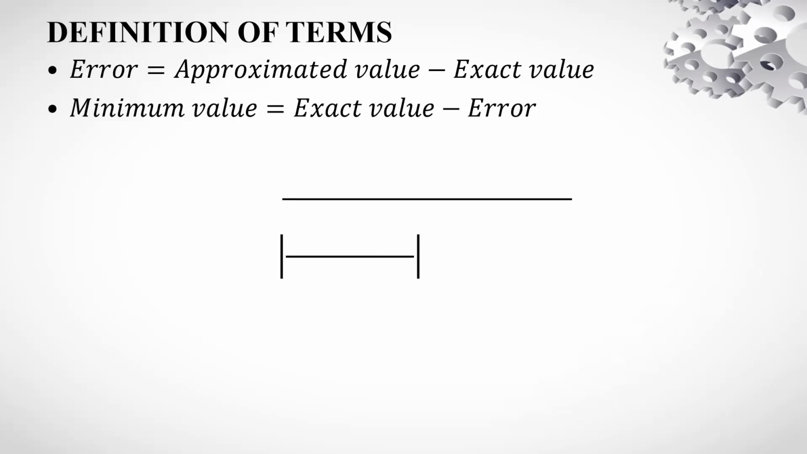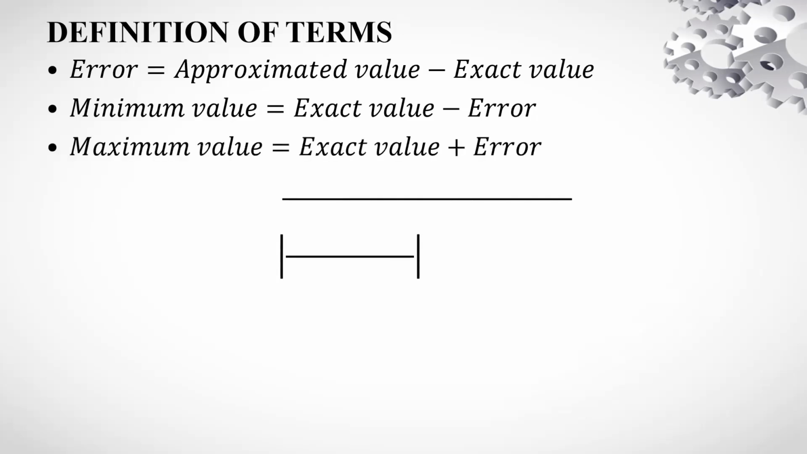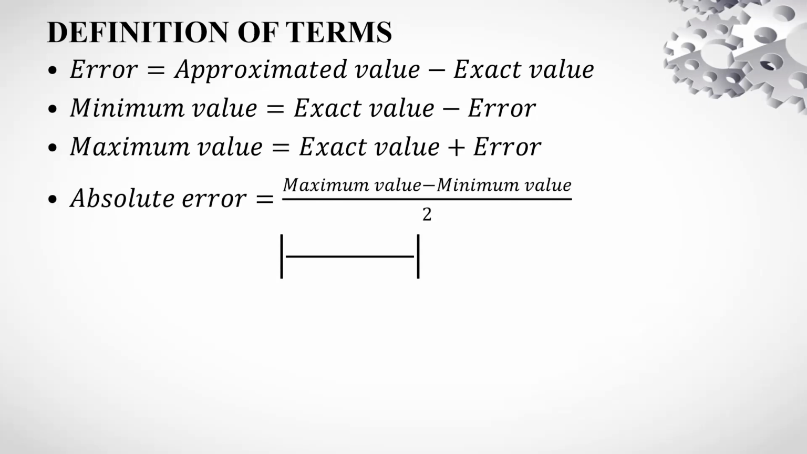And then there is what we call the maximum value. The maximum value is the sum of the exact value and the error. If you remember, you're going to measure the exact value and you'd over measure, so you'd add that error. That's that quantified deviation. Then you have what we call the absolute error. The absolute error is the maximum value minus the minimum value divided by 2. But you're going to see as we go on, there are some other ways this absolute error is defined. But this is the standard definition.